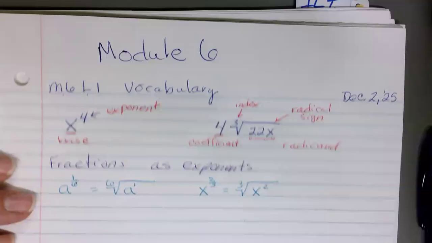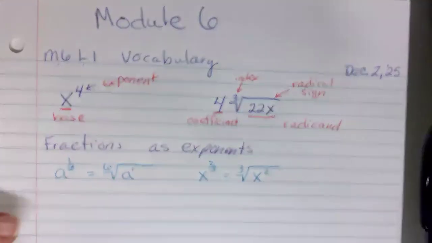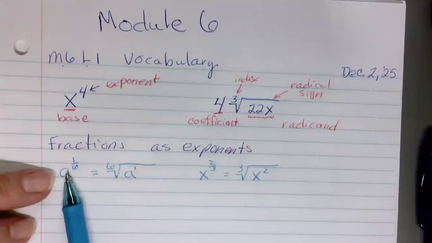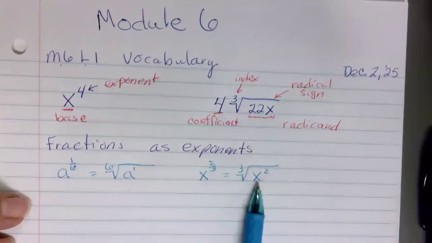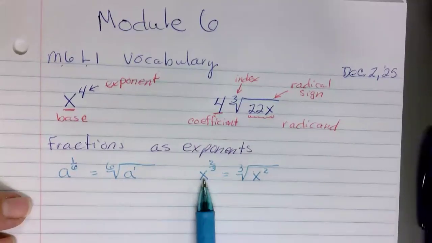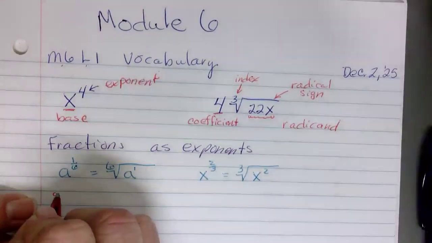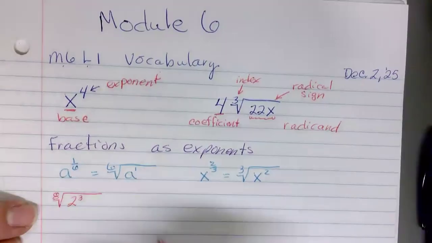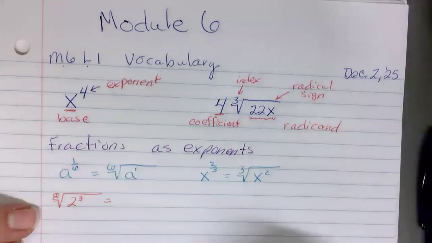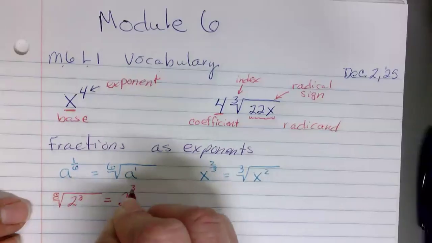And so about 7 questions on your test are just, if I give you this, can you write this? Or if I give you the radical sign way, can you write it as a fractional exponent? So let's try it that way. If you have the 8th root of 2 cubed, putting that as a fractional exponent, it's still going to be 2 cubed. So you're going to have 2 to the 3rd power over 8.